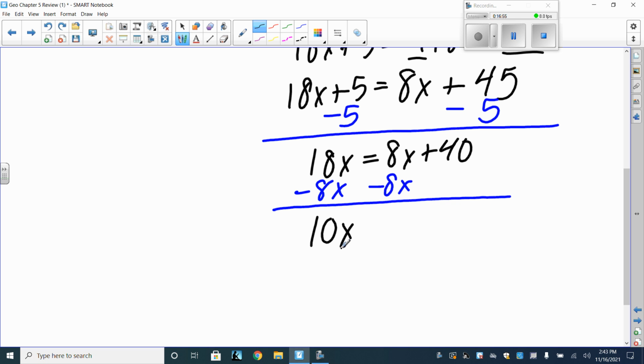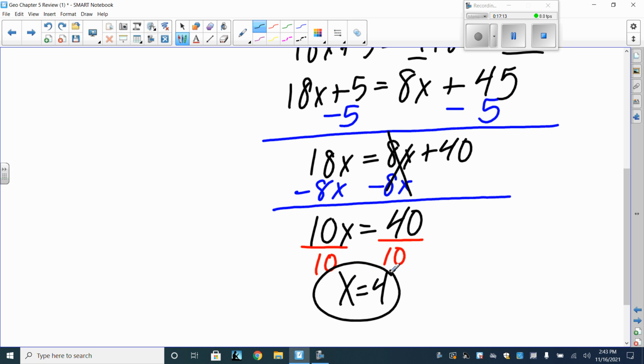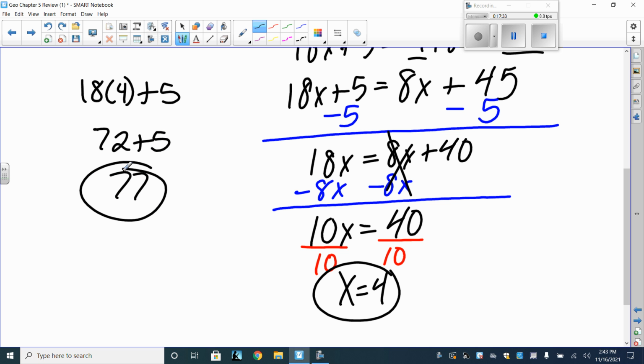So 18x minus 8x is 10x is equal to, well, 8x minus 8x is 0. And last but not least, we can divide by 10. Now we need to plug it back in because we need 18 times 4 plus 5. 18 times 4 is 72. So the exterior angle is 77 degrees.